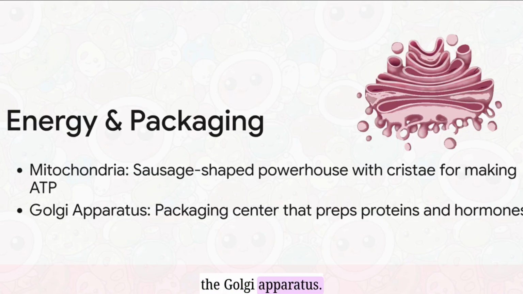Then we have the Golgi apparatus. This is the packaging and modification center, featuring these flattened membranes called cisternae. It preps proteins, makes hormones, and even builds parts of sperm cells.